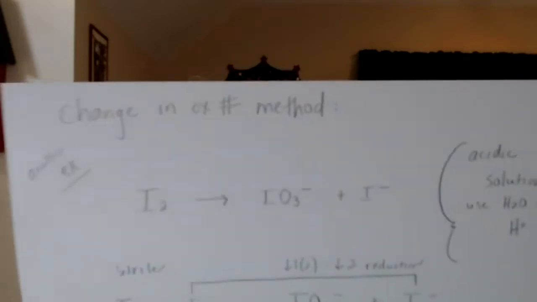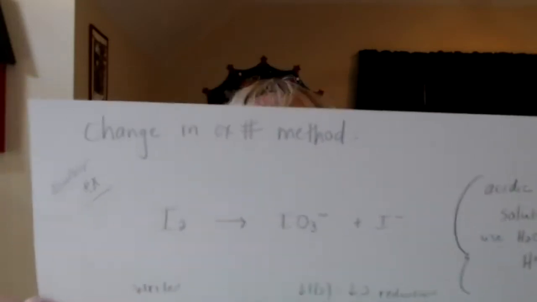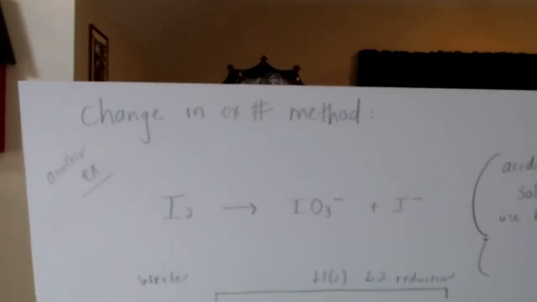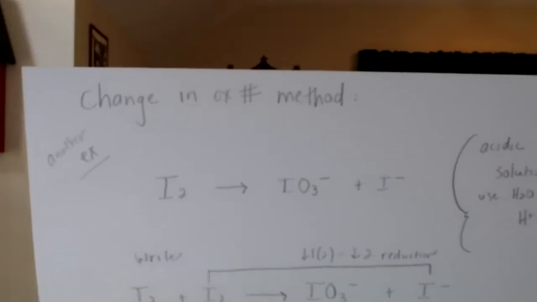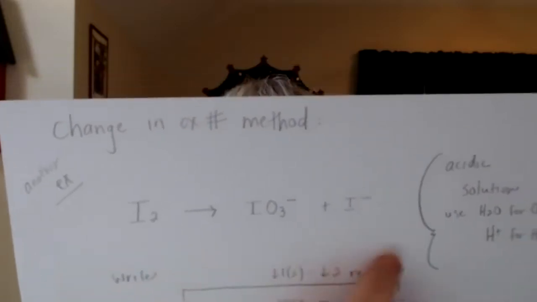Let's see if I did it the half reaction method too. No, I did the change method. All I did, here's the trick, just write it twice. Okay? You connect this one to one of the ions and this one to the other ion.